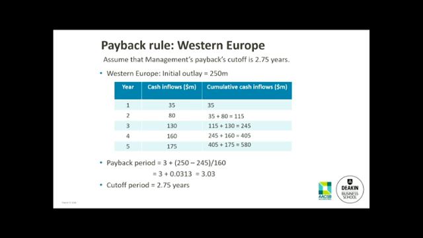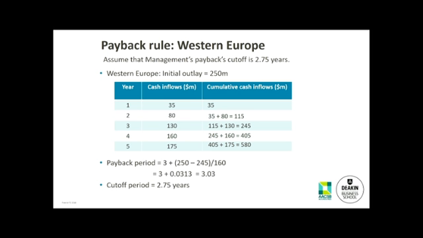Now, let me ask you a question. At the end of year 3, if you look at the table, how much is your cumulative cash flow? Cumulative cash flow means the total amount of cash flow for the first 3 years. How much is it? 245 million, am I right? Question, how much is your initial investment? 250 million, right? Is it enough to recover your initial outflow? So your payback must be more than 3 years. Do you agree? Because it takes more than 3 years for you to get your money back.